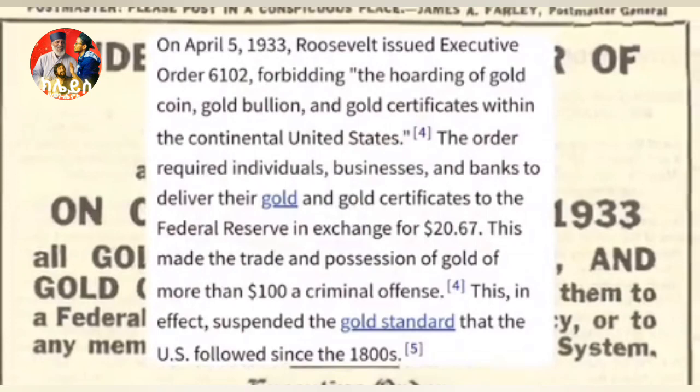The order required individuals, businesses, and banks to deliver their gold and gold certificates to the Federal Reserve in exchange for $20.67. This made the trade and possession of gold of more than $100 a criminal offense. This in effect suspended the gold standard that the US had followed since the 1880s.